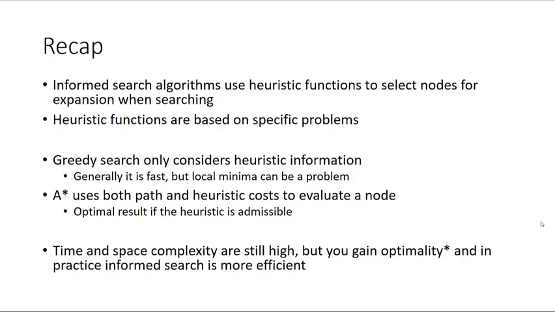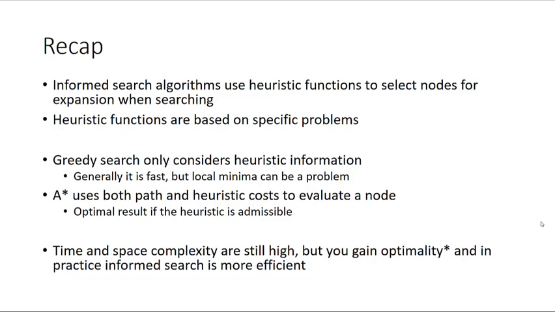We looked at 2 algorithms, greedy search, which only considers heuristic information, and A star search. A star considers both path and heuristic cost. And one important quality about A star is that it's optimal if the heuristic is admissible. And when we looked at the complexity values, both of these algorithms still had exponential time complexity, which is still very high, right? So theoretically, they weren't that much better than the uninformed search algorithms.